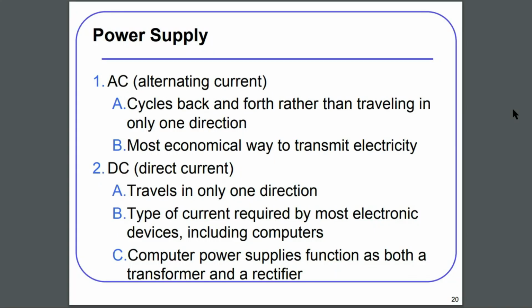Power supplies: AC is alternating current, which cycles back and forth rather than traveling in only one direction. It is the most economical way to transmit electricity. DC means direct current, which travels in only one direction. It is the type of current required by most electronic devices, including computers. Computer power supplies function as both a transformer and a rectifier.